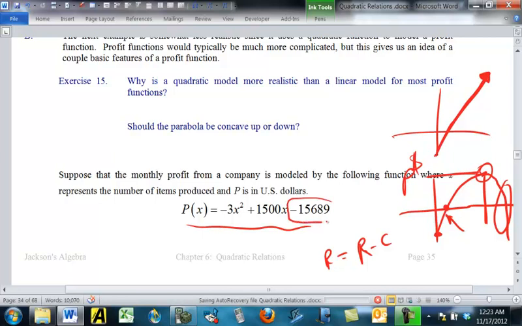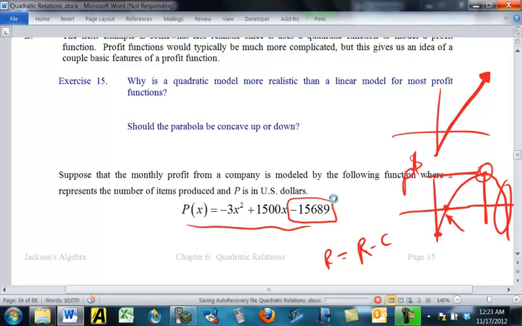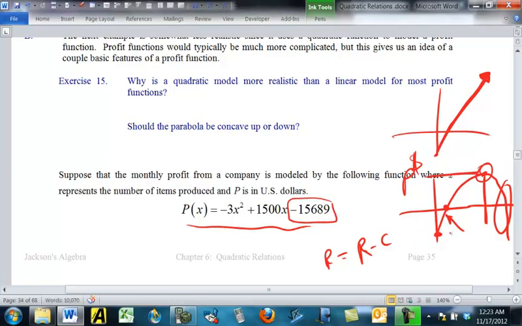Well, this is our fixed cost. Actually, the positive version of that would be the fixed cost, and that negative version is the y-intercept, which is right here. If we want to find the maximum, we do the opposite of b over 2 times a. And let's see, so that's the negatives cancel. 1500 divided by 3 is 500, divided by 2 is 250. So that would be right here, 250 items.